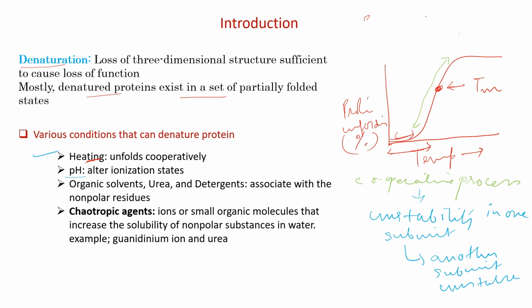Other denaturants include pH. What will happen if we change the pH? pH affects the charges or the ionization states. So altering the pH will disrupt the electrostatic interactions.